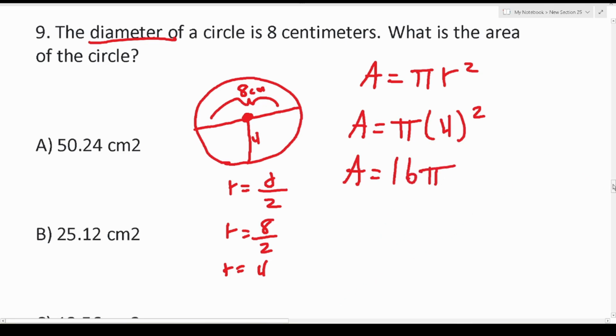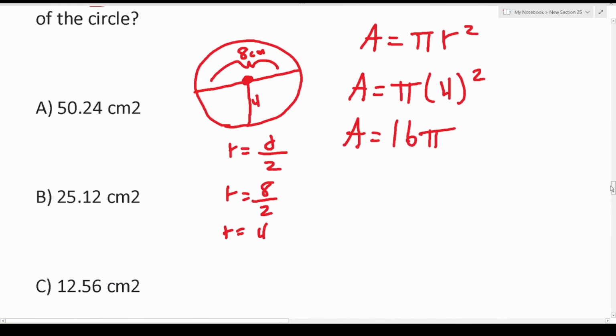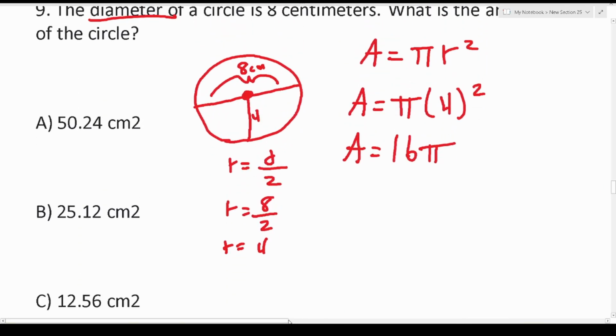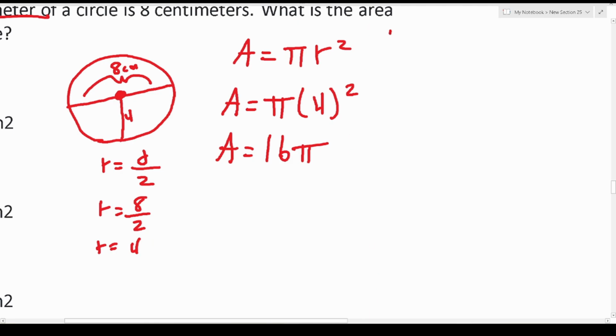And let's go ahead and look at our answer choices here. For the ASVAB, you're always going to have to let pi be 3.14. In some cases, it will specify that pi is 22 over 7. But again, more often than not, you're going to use 3.14 for pi. So this becomes area equals 16 times 3.14. So let's work that off to the side.